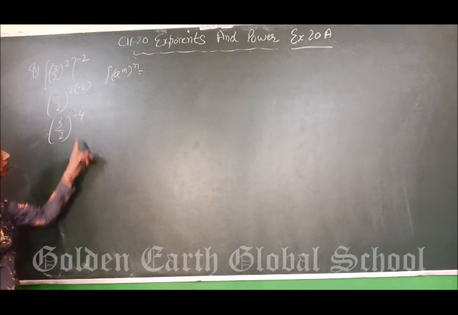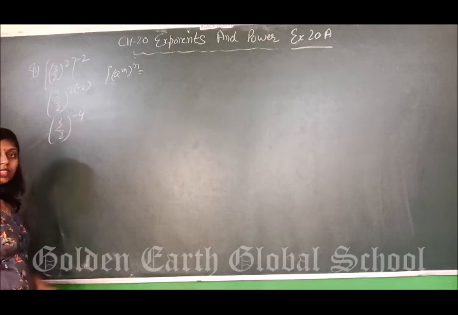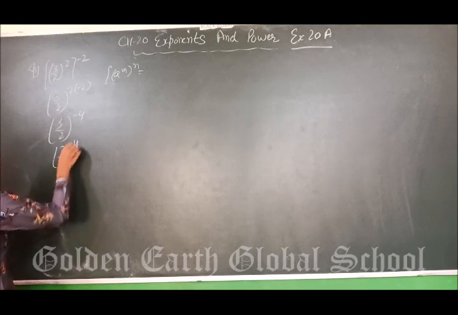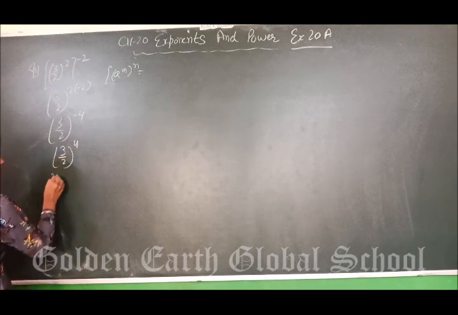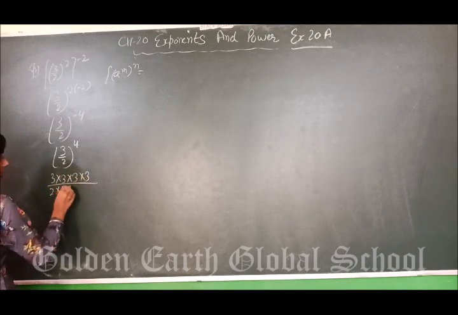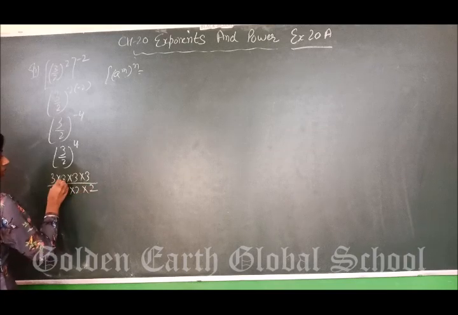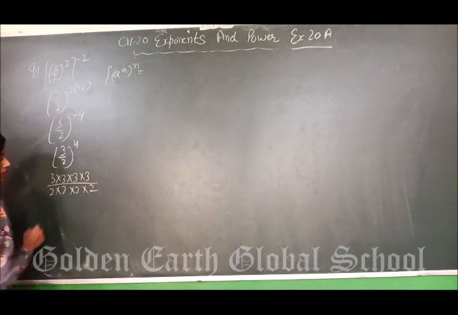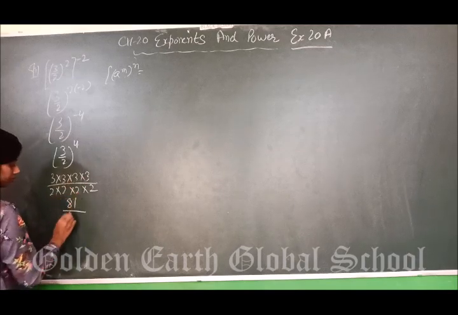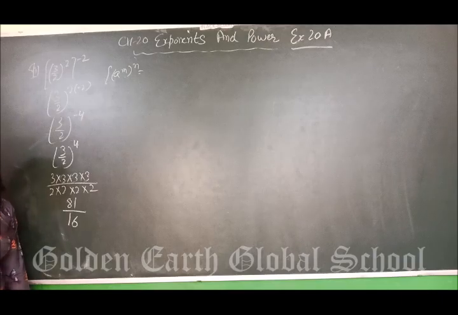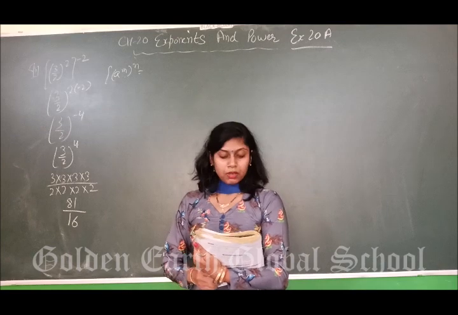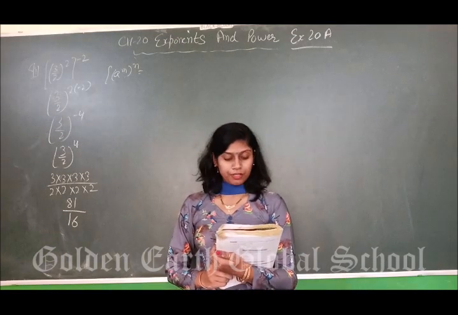Now again there is a negative power, so firstly we will take the reciprocal here. 3 upon 2 raised to power 4. 3 raised to power 4 is 3 into 3 into 3 into 3. Again 2 will be multiplied 4 times. 3 3 is 9, 9 3 is 27, 27 into 3 is 81. So answer will be 81 upon 16. Next second part again same, it will become minus 2 into minus 2, that will be plus.